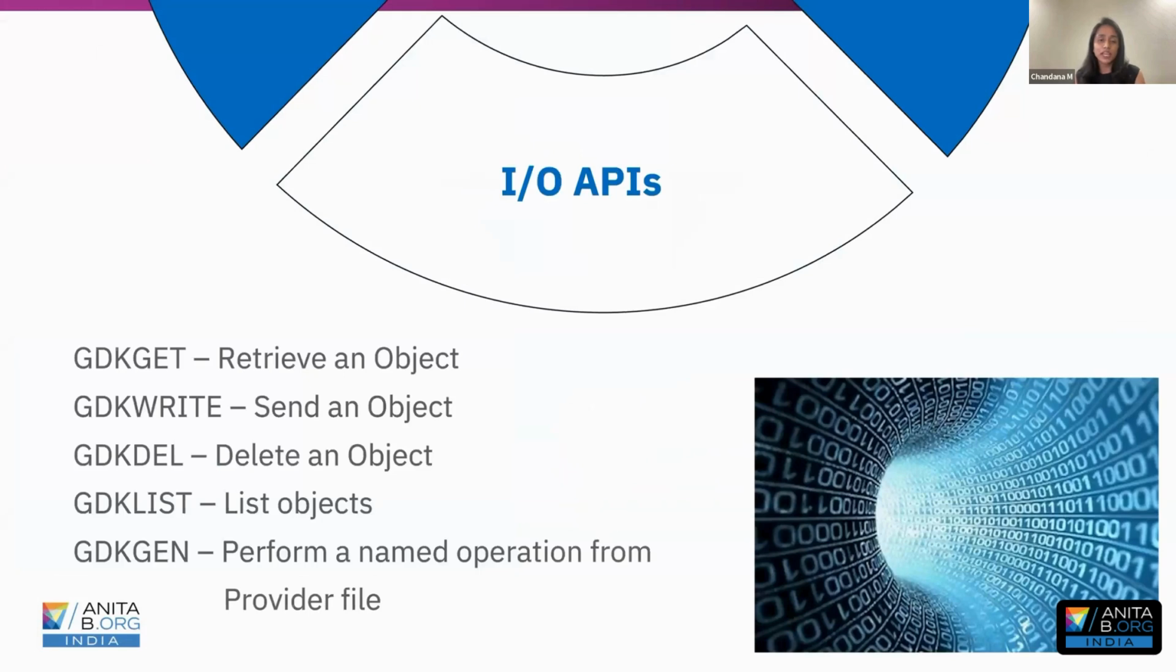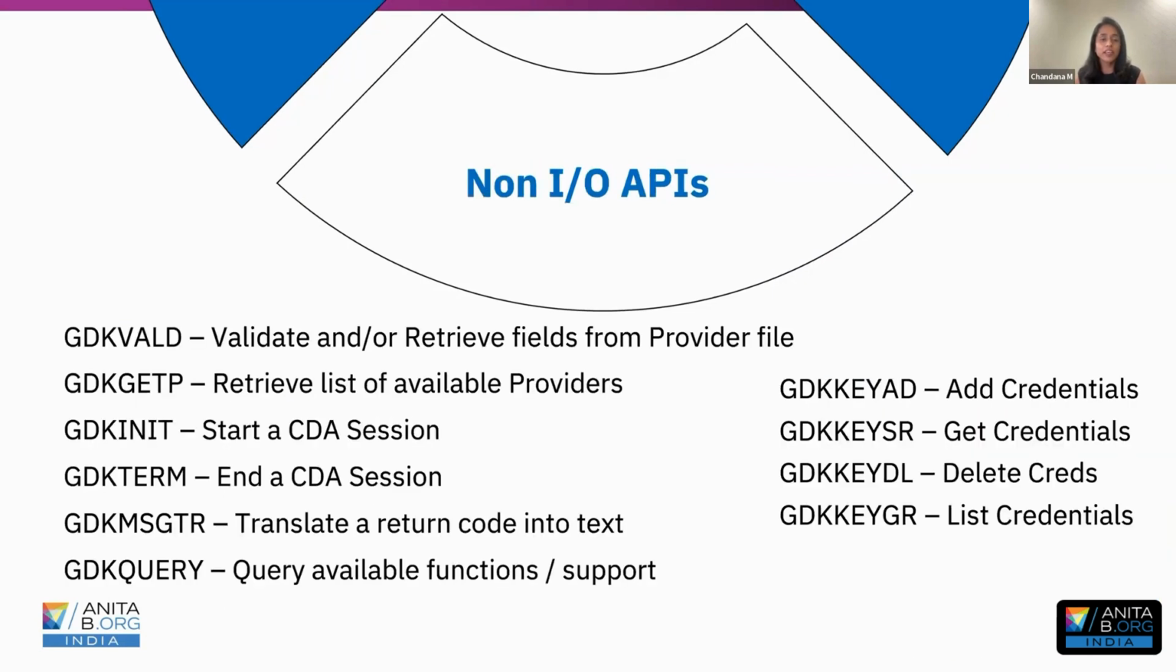Here are some of the APIs that we have listed. We have a few IO APIs, which are mainly for data transferring. GDK_Get and GDK_Write are the APIs for that. We also have a few APIs such as GDK_Delete, which is to delete objects, and GDK_List, to list the objects. And GDK_Gen is to perform any of the other operations that we have. So these are the IO APIs.